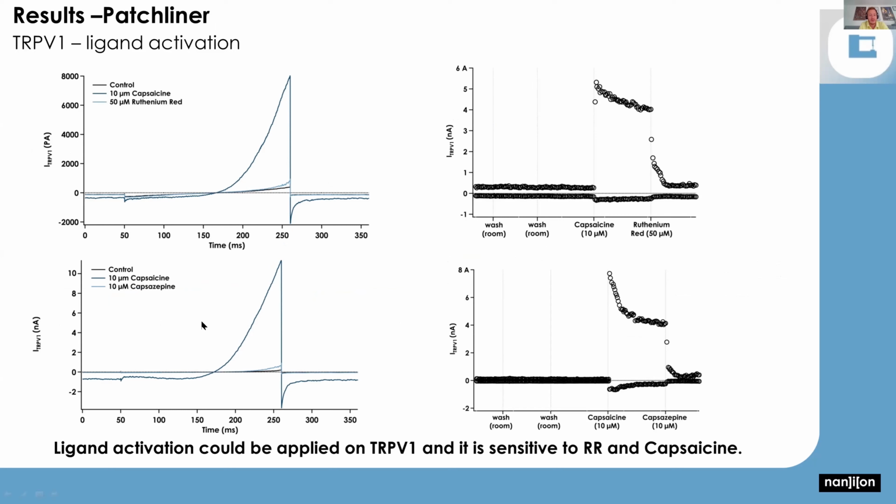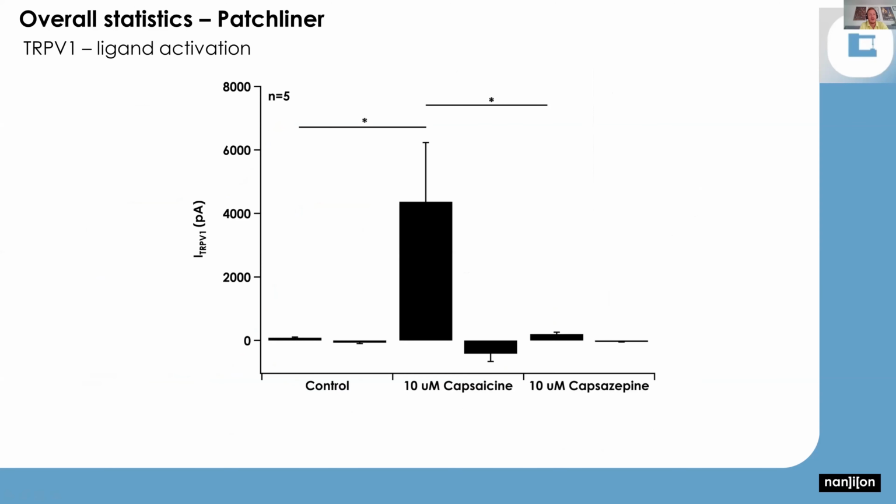Also, in case of capsazepine, first we activated a large current, and then we were able to block it with both blockers. And on these bar graphs, you can see that in 5 experiments, we were able to activate a robust current at the outward part, which was sensitive to capsazepine.